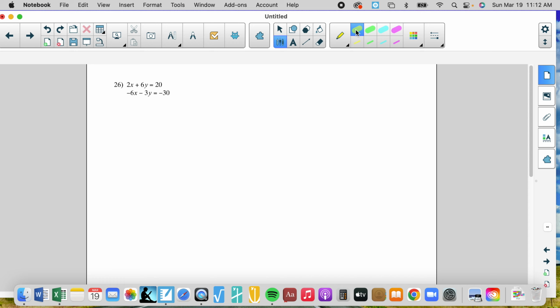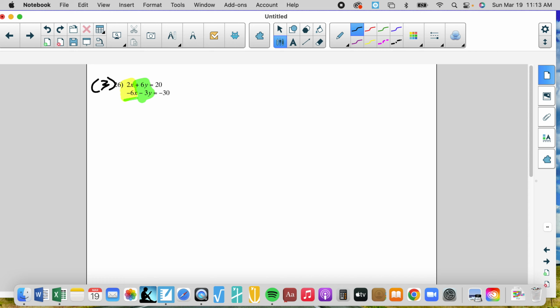This is a nice one because we can find an equivalent equation for either one. If we want to cancel out my x's, how am I going to do that? Well, if I have negative 6x, what's going to cancel it out? A positive 6x. So I could multiply the top equation by a positive 3, which would give me a positive 6x, and my x's would cancel. Or if I wanted to get rid of my y's, I can multiply my bottom equation by a positive 2.